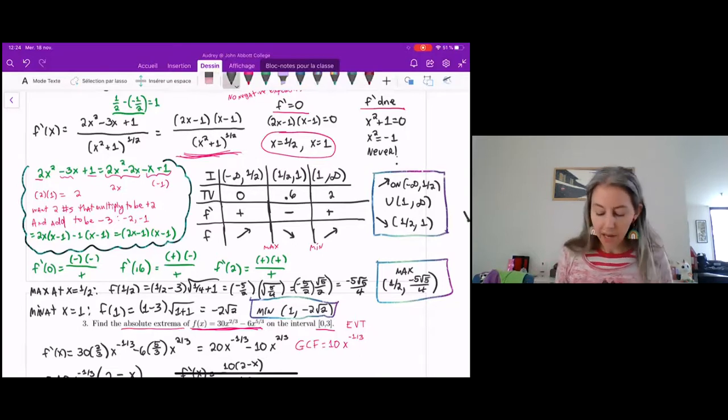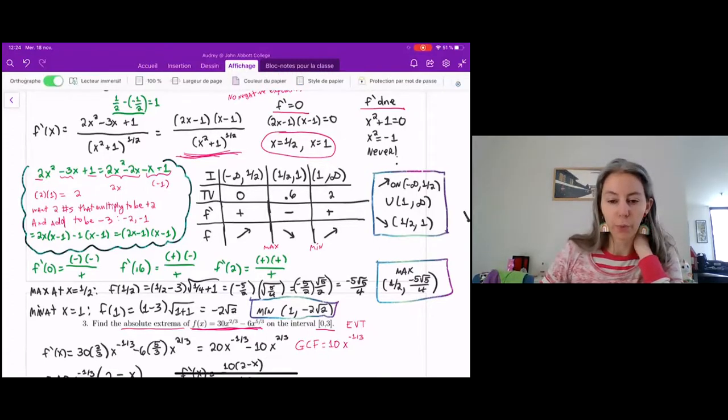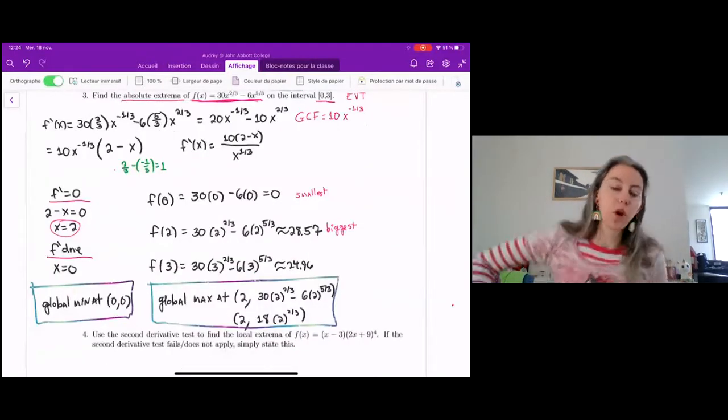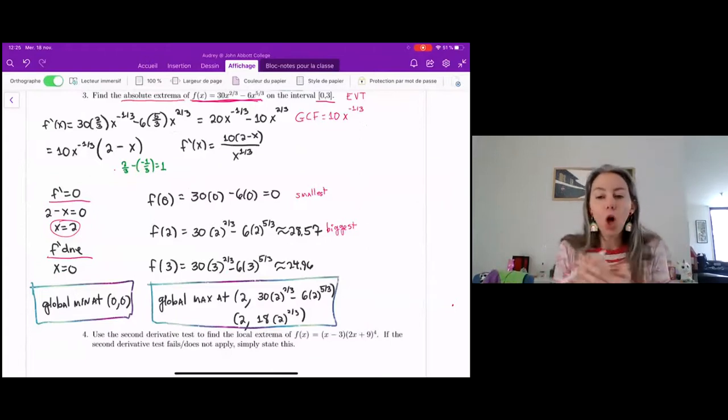And there is a min at 1 - 2 root 2. So that is my final answer to question 2. So for question 3, I also have the solution already written out for us. It's a pretty straightforward problem as long as you remember to simplify the derivative.